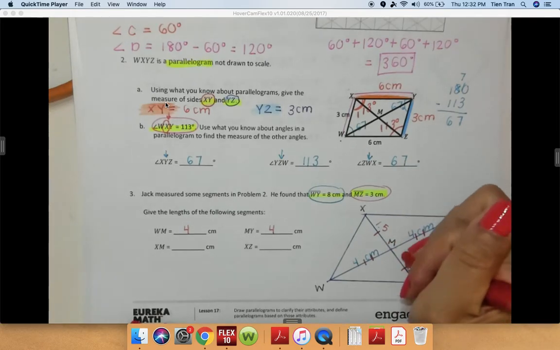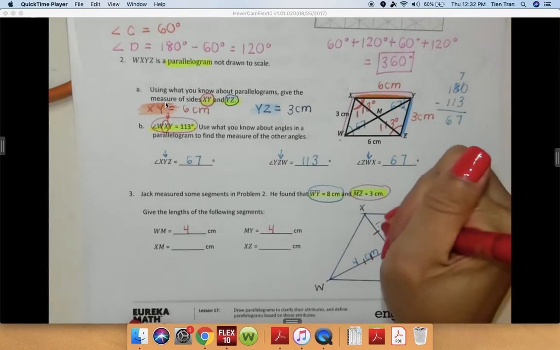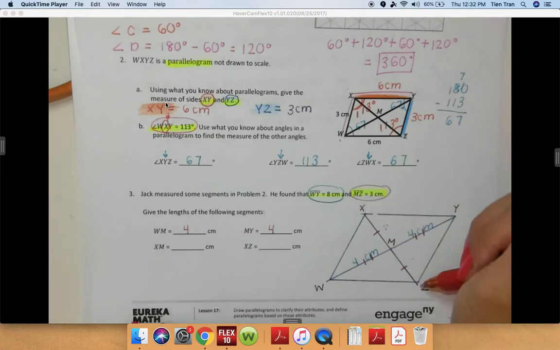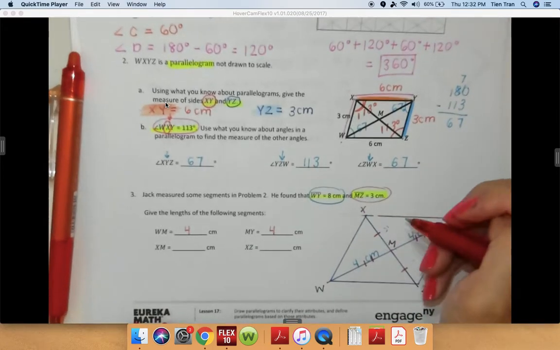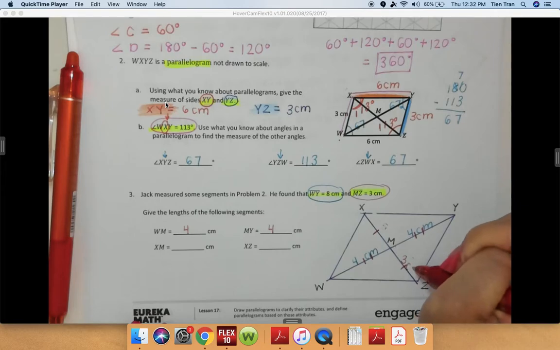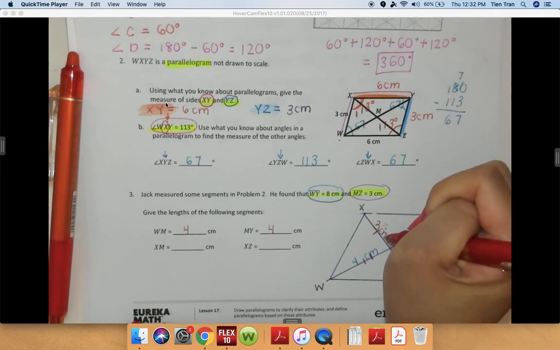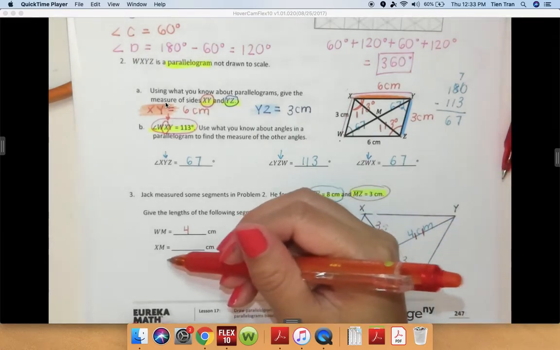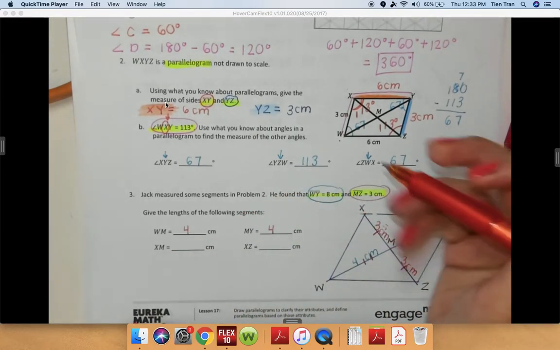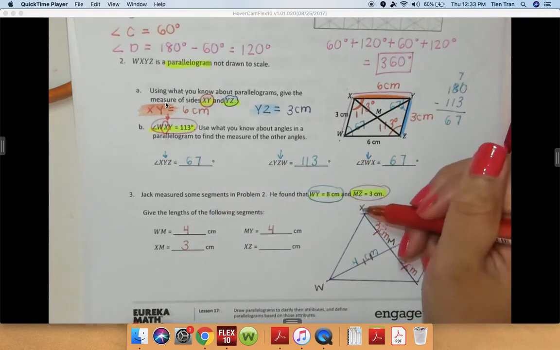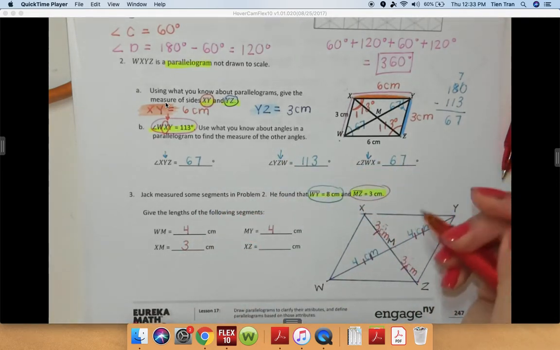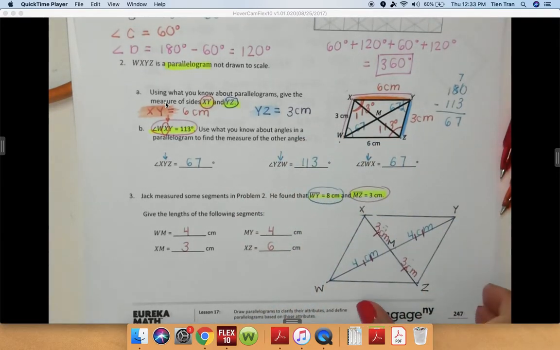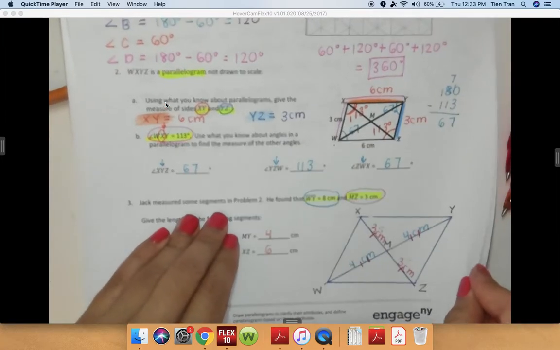Oh, I did something wrong. My bad. Right here it only said MZ. It didn't say XZ. Silly Miss Tran. So MZ is 3 centimeters, and this side is also 3 centimeters because they are the same. So measurement XM is equal to 3 centimeters and XZ is equal to 6 centimeters because 3 plus 3 is equal to 6 centimeters.